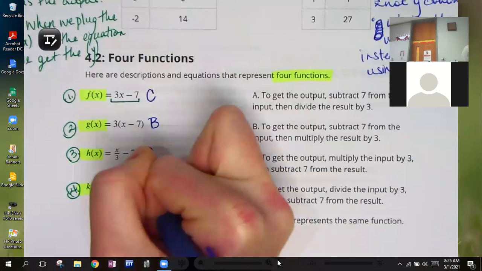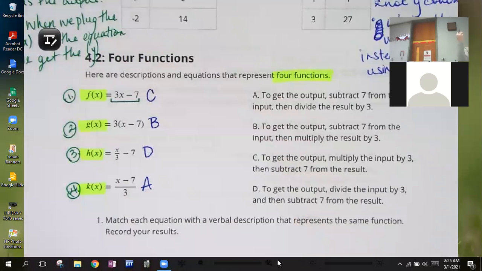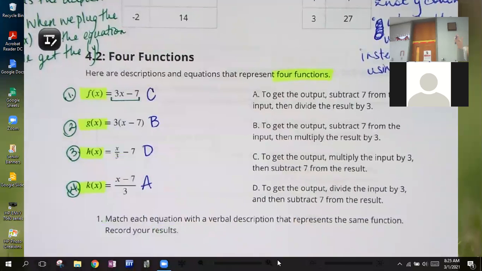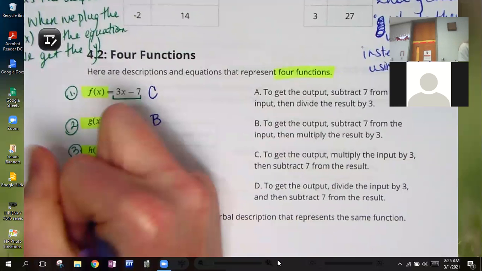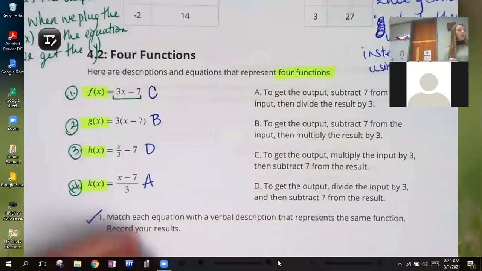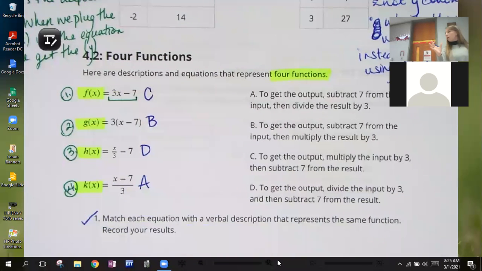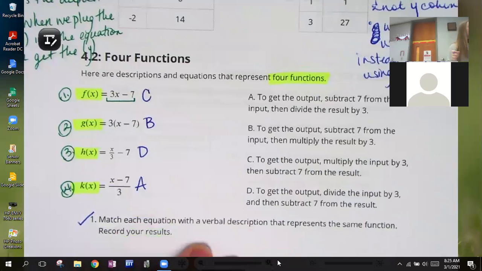Now, the point of this activity was for you to verbalize what was happening to your input to produce your output. Okay, you're literally telling me, all right, in order to get that output, we have to multiply the input by 3 and then subtract 7. So you're just literally telling me what operation you would do to solve it. Okay, so number 1, check, we matched them all. Now, we're going to use these 4 functions for the next 2 questions. So I think you can still see the functions in your book when we turn.